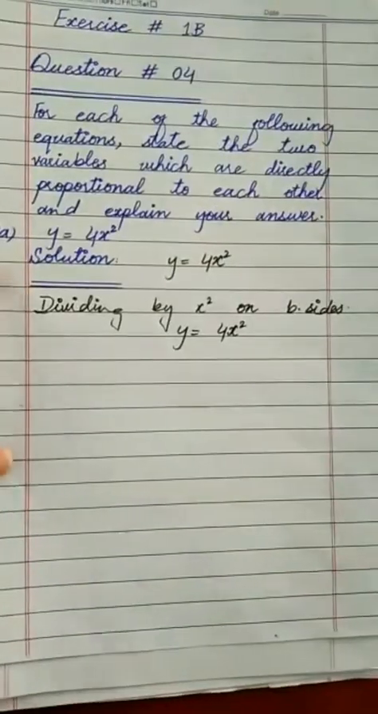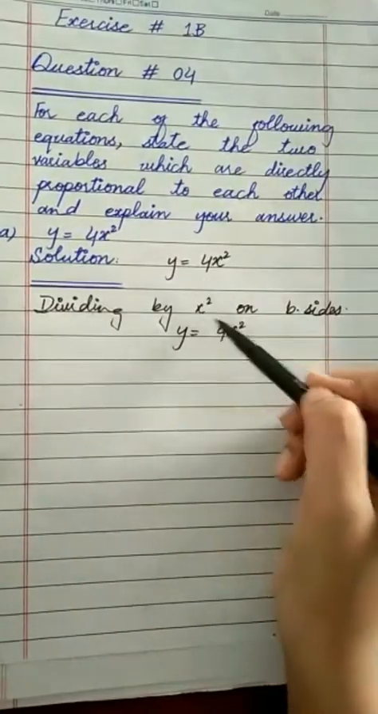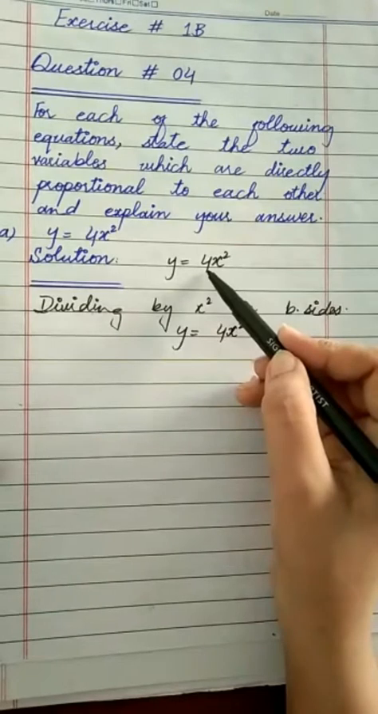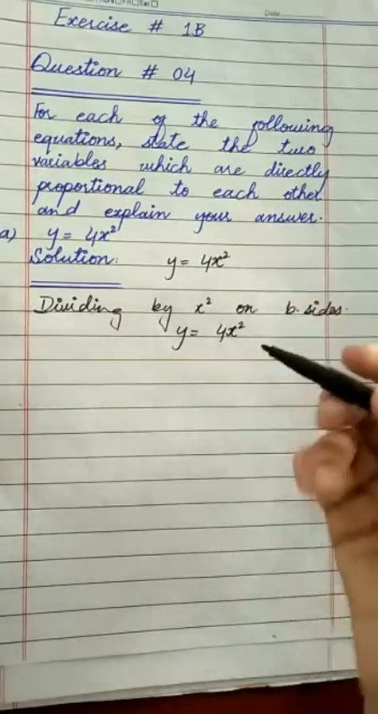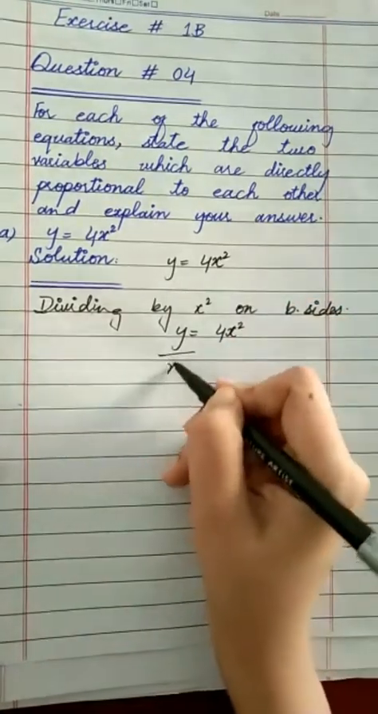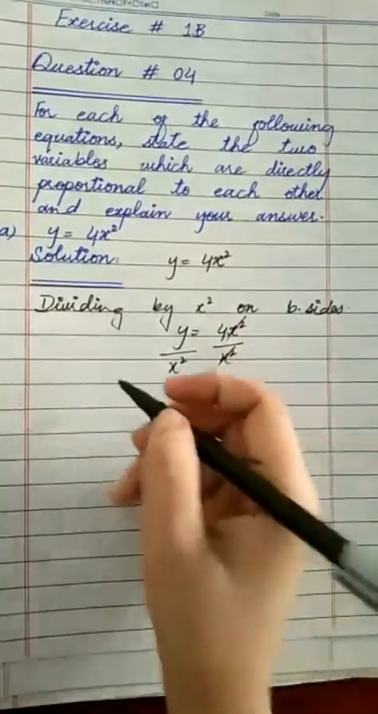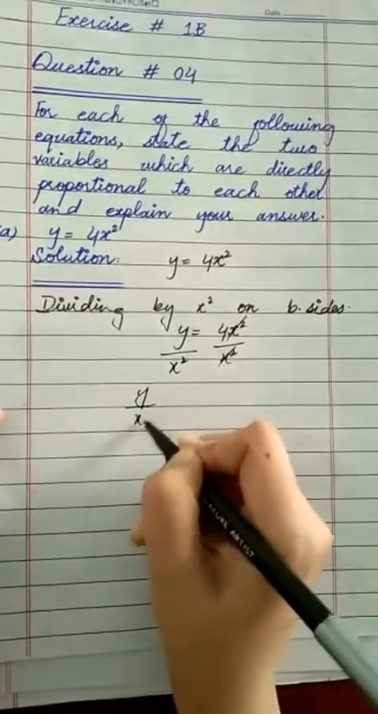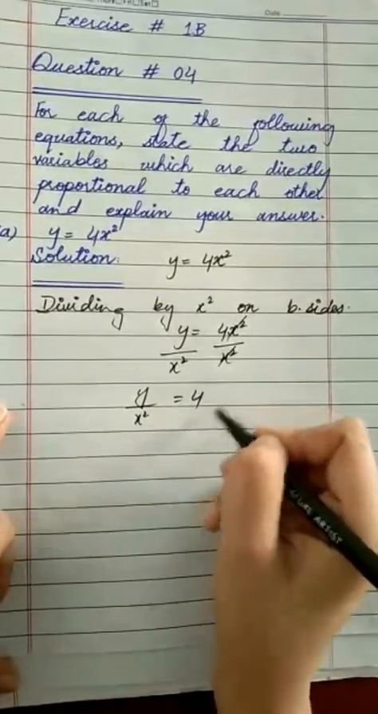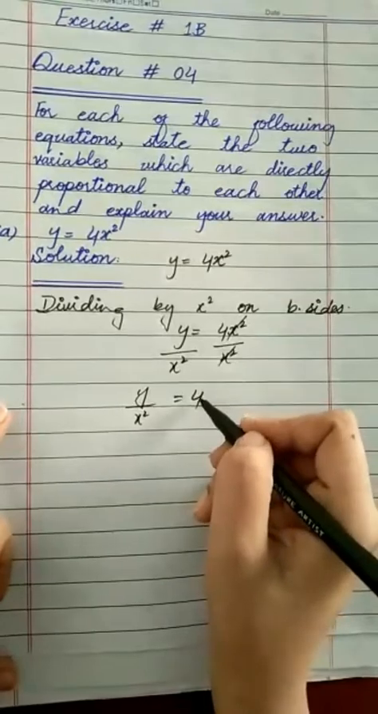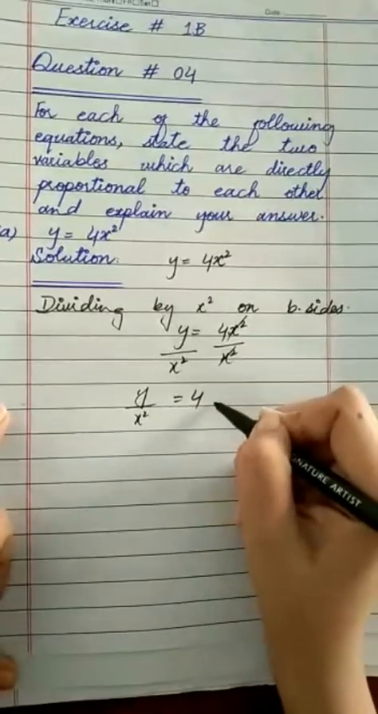In part 1 of exercise number 1b question number 4, we will divide by x square because we have to find the constant on one side, and we have to check whether these both variables are directly proportional to each other or not. So we will divide by x square on both sides. Both will be cut, and what is left is y by x square is equal to 4. It means the division of two variables is equal to a constant. That is a constant because it's a lone value and it's a number. Two variables are divided, so we can say that 4 is the constant.